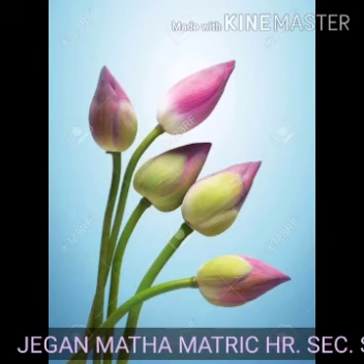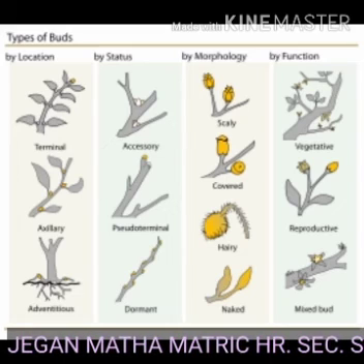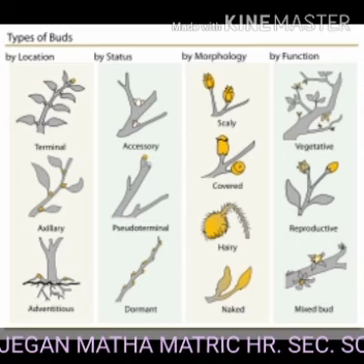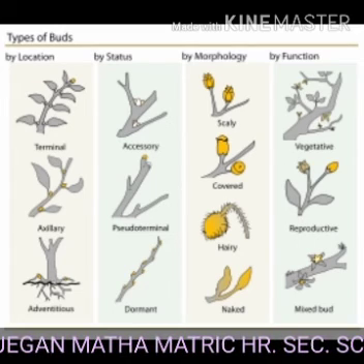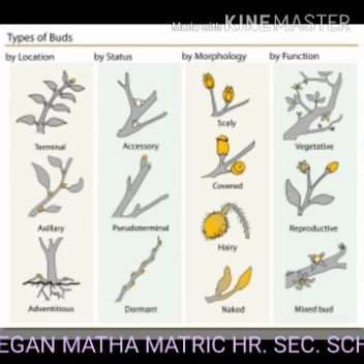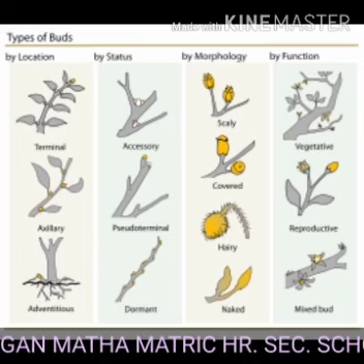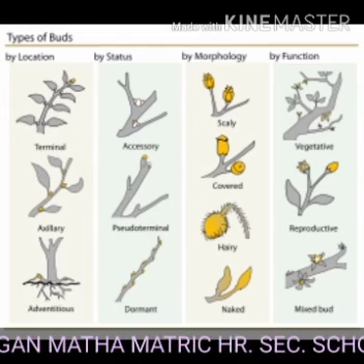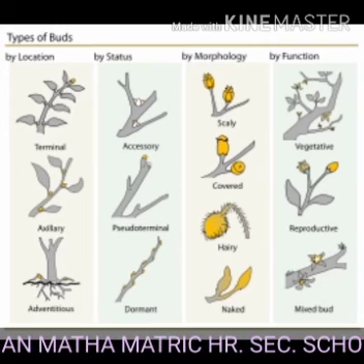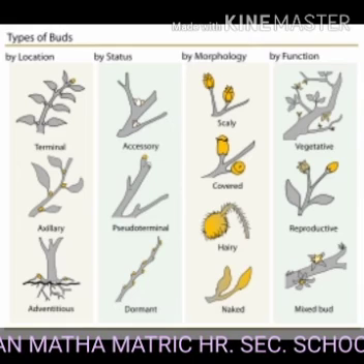Based on origin, buds are classified into terminal or apical bud, lateral or axillary bud. Based on the function, buds are classified into vegetative buds, floral or reproductive bud. Terminal bud. These buds are present at the apex of the main stem and at the tips of the branches. Lateral buds. These buds occur in the axil of the leaf and develop into a branch or flower.